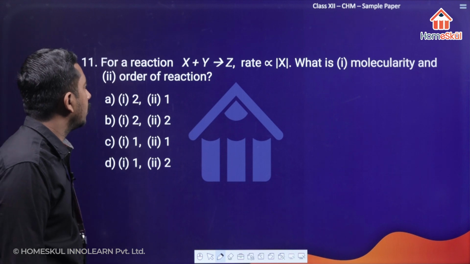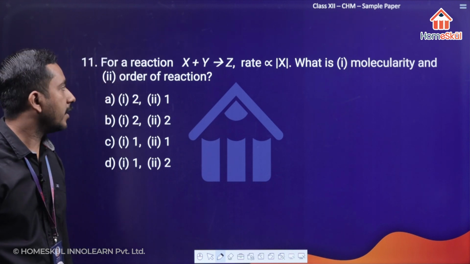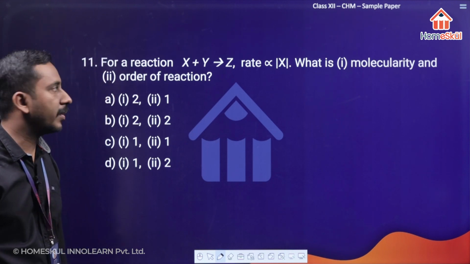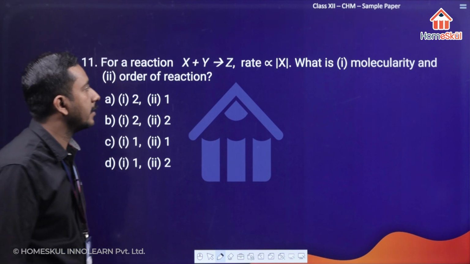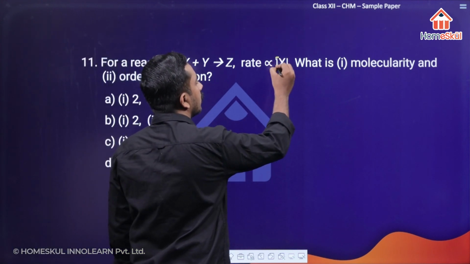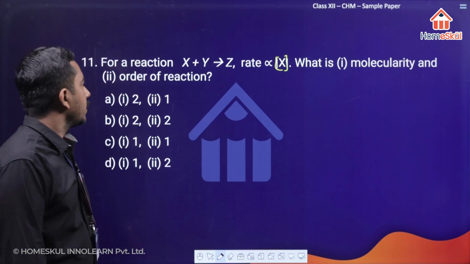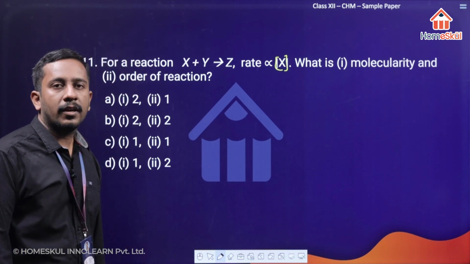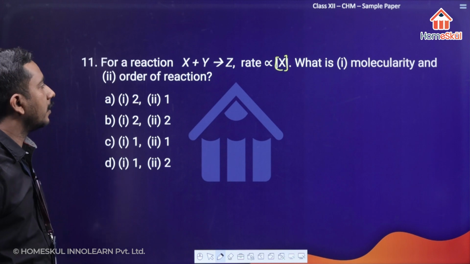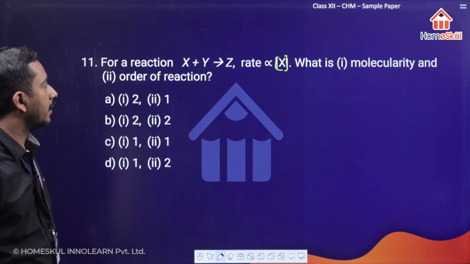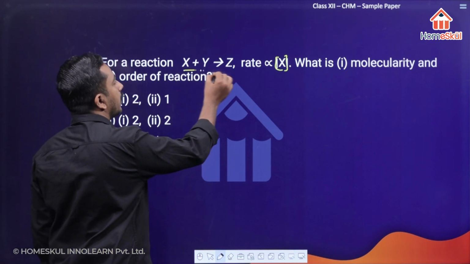The 11th question. For a reaction X plus Y giving Z, that is a question from kinetics, the rate of the reaction is directly proportional to the concentration of the reactant X. So we have been asked what is the molecularity and order of the reaction. We have to find the order and molecularity of the reaction. This is a simple reaction X plus Y giving Z.